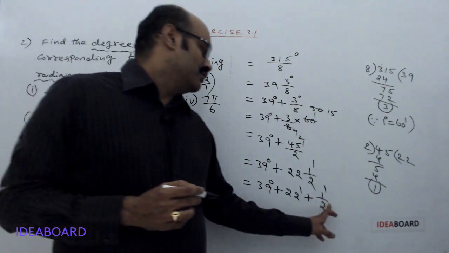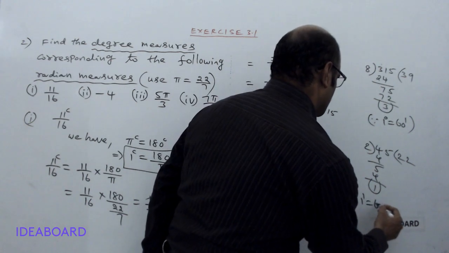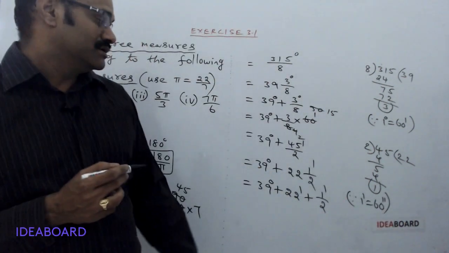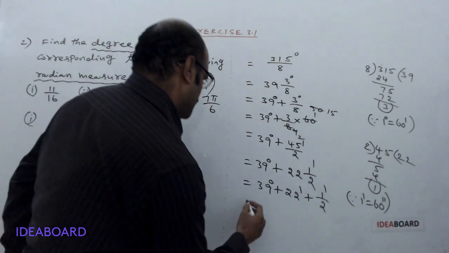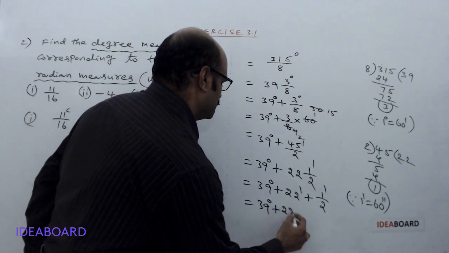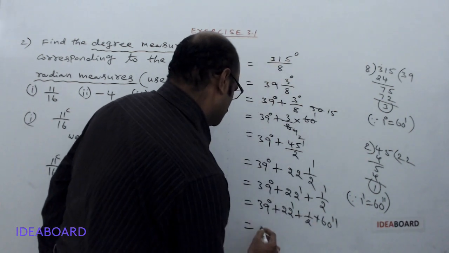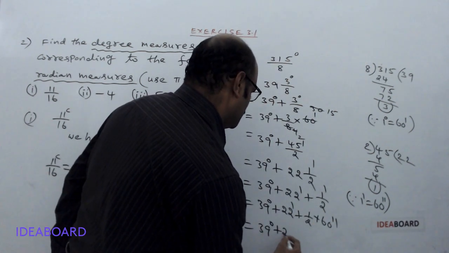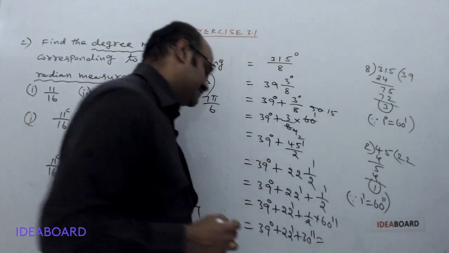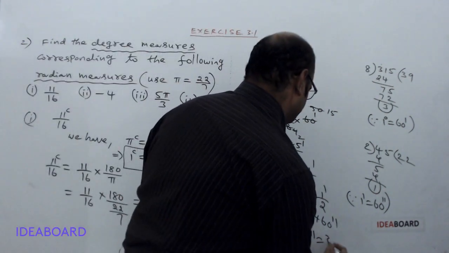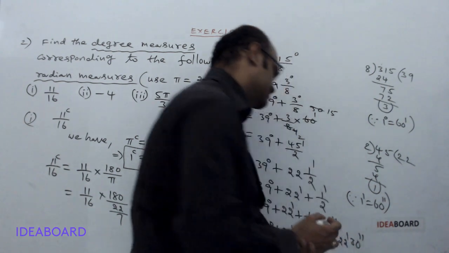We know that 1 minute equals 60 seconds. So here 1 by 2 minutes equals 1 by 2 into 60 seconds. So it is equal to 39 degrees plus 22 minutes plus 1 by 2 into 60 seconds, which is 39 degrees plus 22 minutes plus 30 seconds. So the answer is 39 degrees, 22 minutes, 30 seconds. This is the answer.